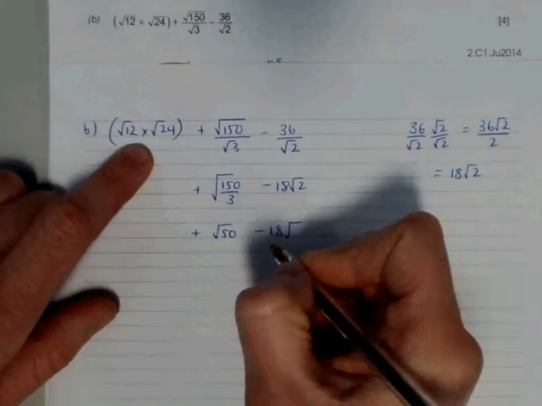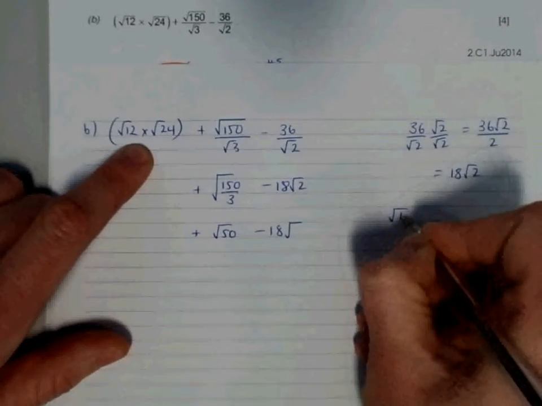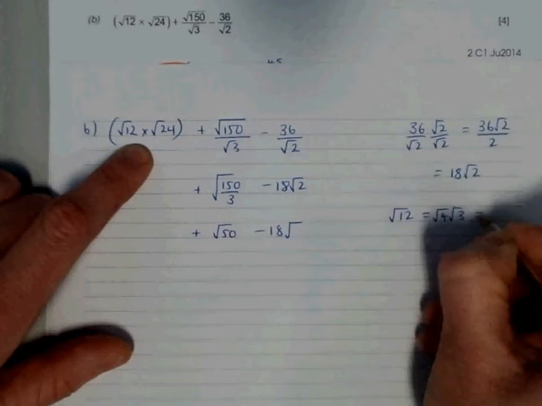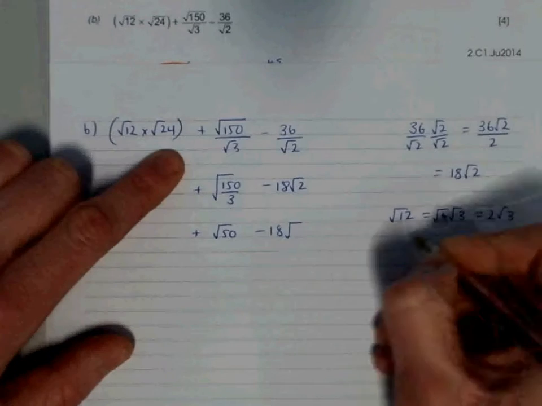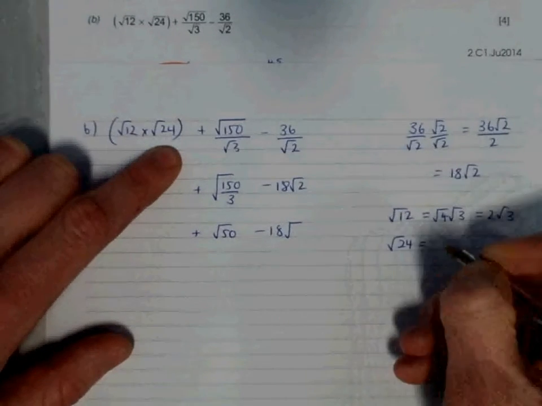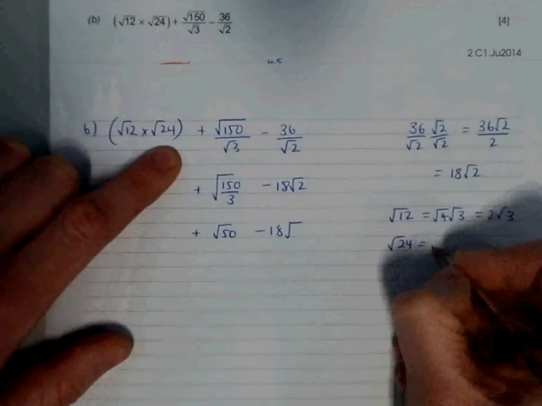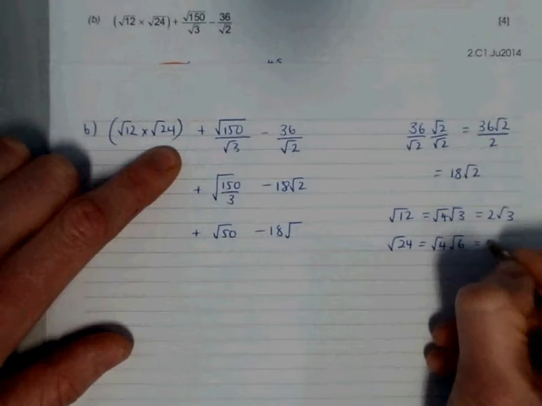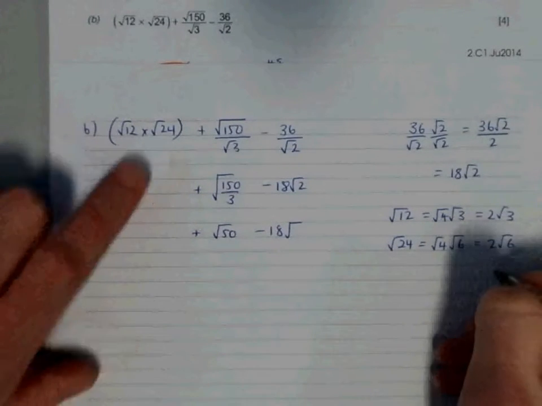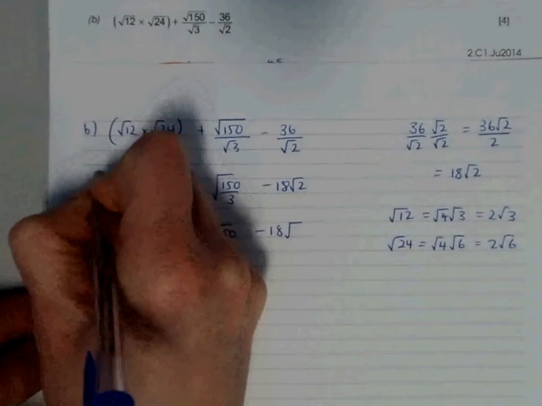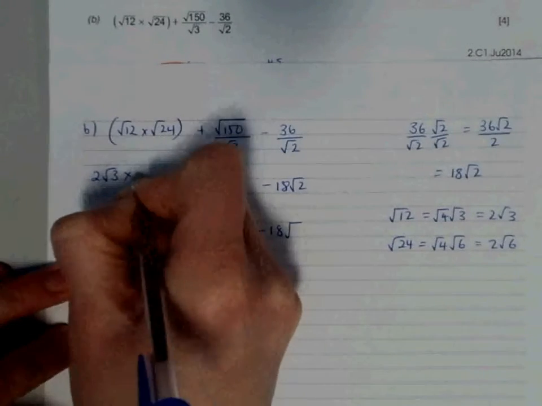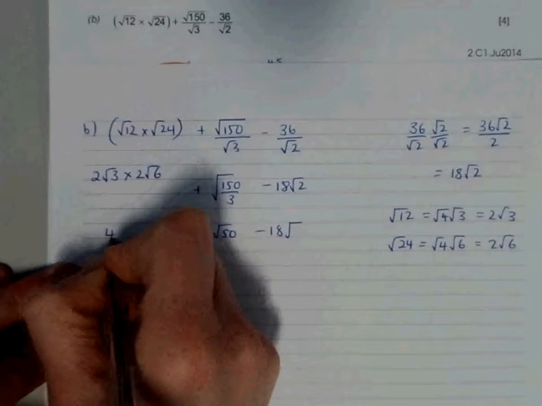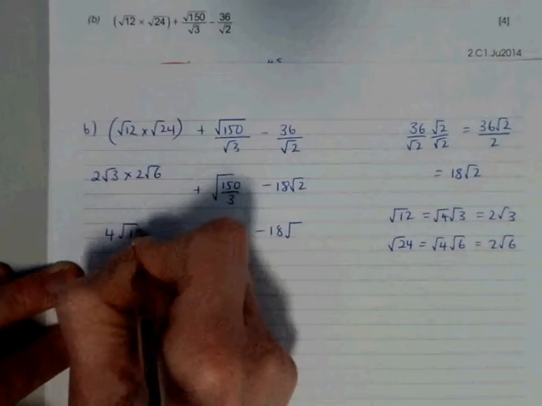Remember, you could multiply this all up, make it bigger, or you could think of each thing on their own. Root 12 is the same as root 4, root 3, which is 2 root 3. Root 24 is the same, any square numbers that go into 24, 4 again. 4 times 6, that gives you 2 root 6. Okay, so that doesn't really help too much, but we're timesing them together, so it's 2 root 3 times 2 root 6, which is 2 times 2 is 4, root 3 times root 6 is root 18.